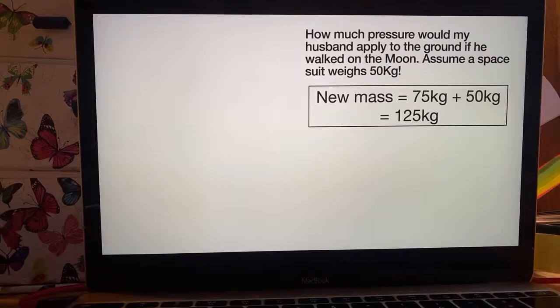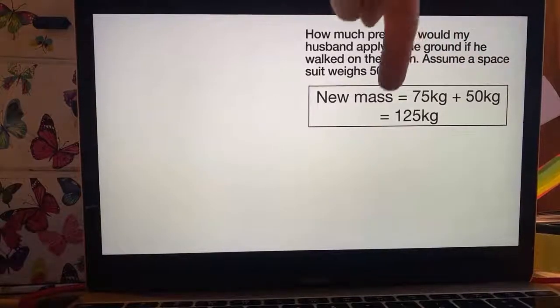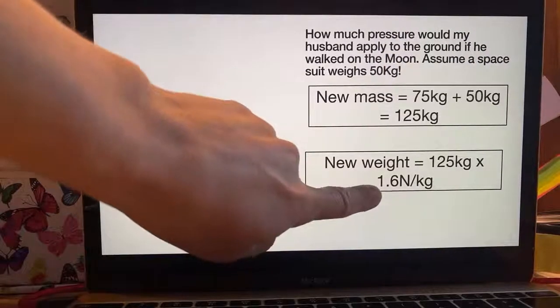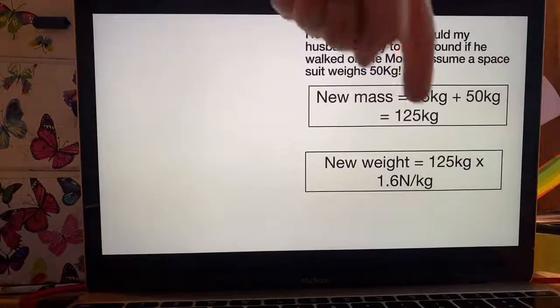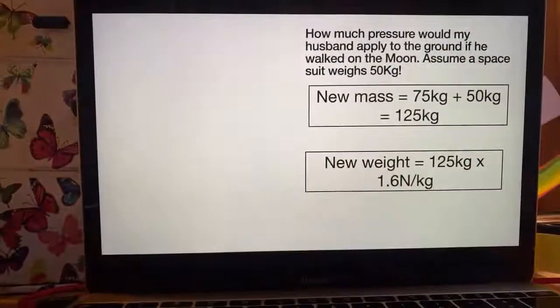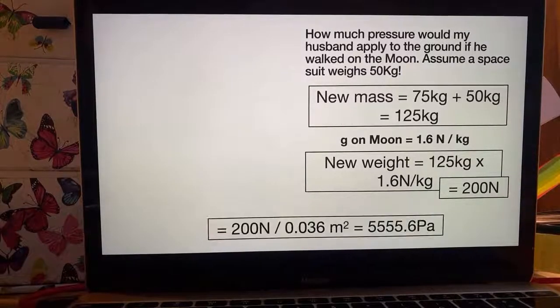So his new mass is going to be 75 kilograms, his old mass, plus 50 kilograms, which is 125 kilograms. He's on the moon. So his weight is going to be his mass times little g on the moon, which is 1.6 newtons per kilogram. So, right there, I've put it. So his new weight on the moon is only 200 newtons, much less than before.